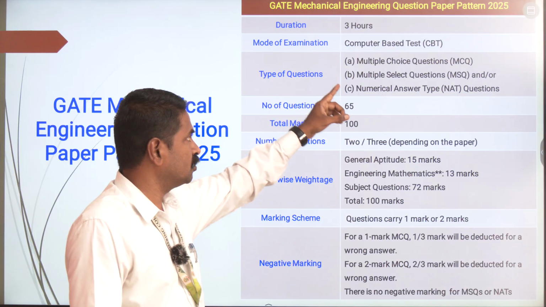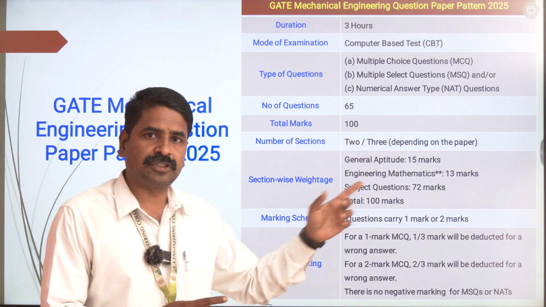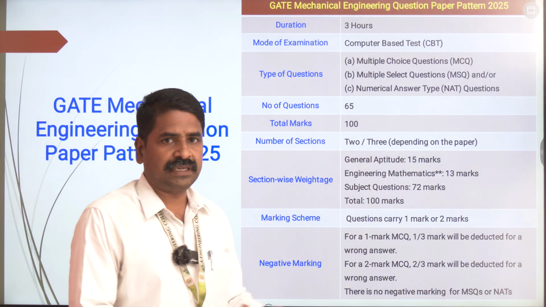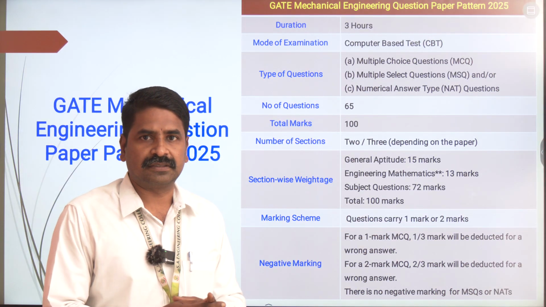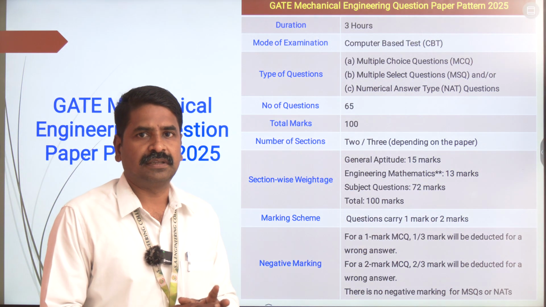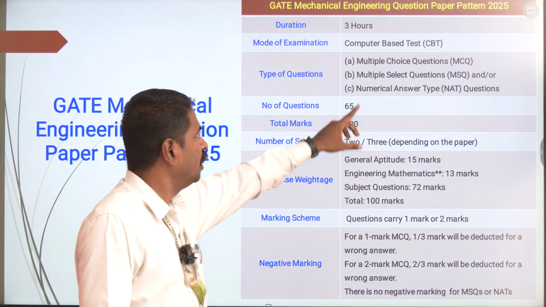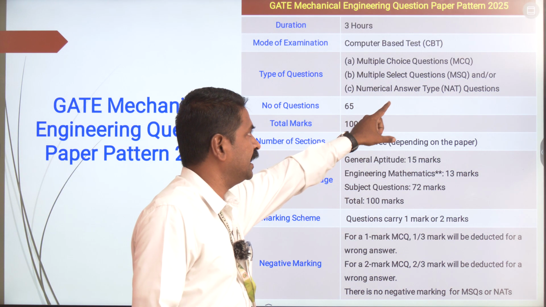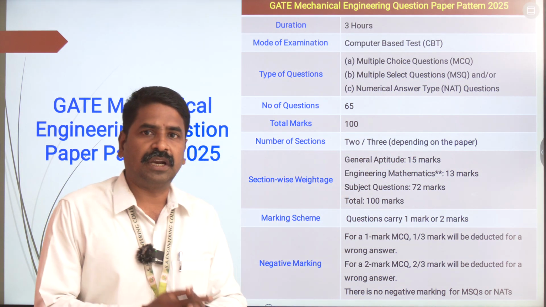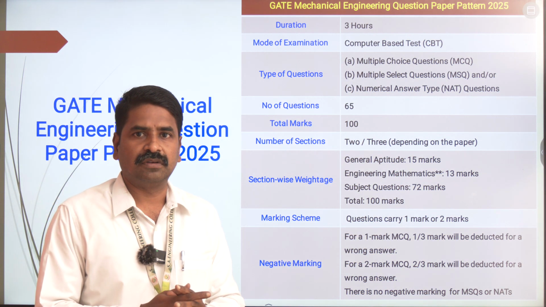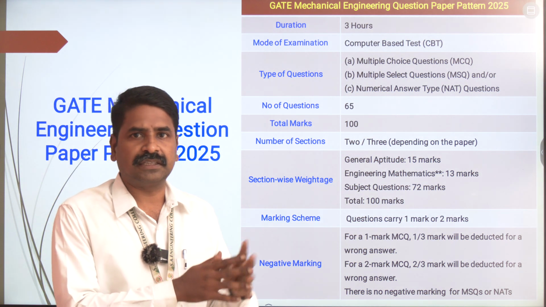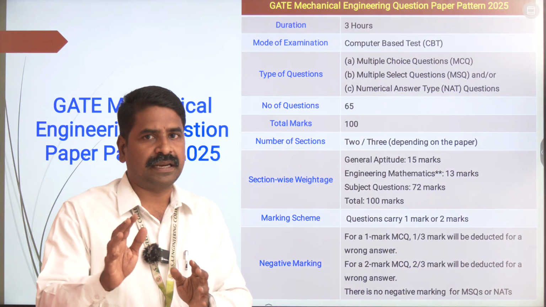In multiple choice questions, you will be having only one correct answer. In MSQ, that is multiple select questions, you may be having 2 or 3 correct answers. Most probably it will be having 2 answers right. Third type is going to be numerical answer type, that is NAT questions. It is going to be completely problem type of questions. You have to solve, you will not be given any answer as options. You have to solve and write the correct answer.